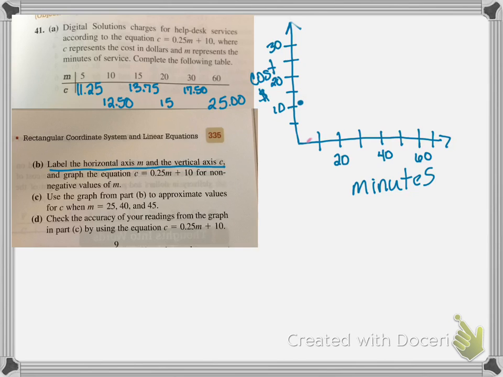The next point is 10 minutes. This is 10 minutes, and we're going up to 12.50. So it's going to be about right there. 15 minutes is in between my 10 and my 15. Do you see it right there? So I'm going up to 13.75. I have not hit 15 yet. So this is a very shallow line right here. I'm still under 15. I don't hit 15 until I get to 20 minutes. That's when I'm at the 15 mark.